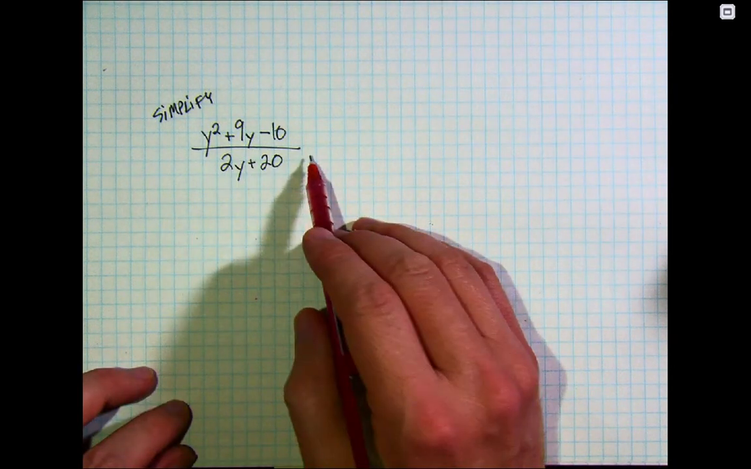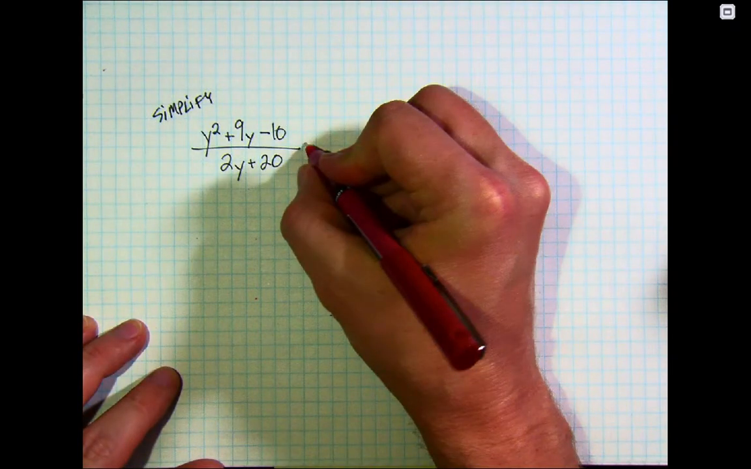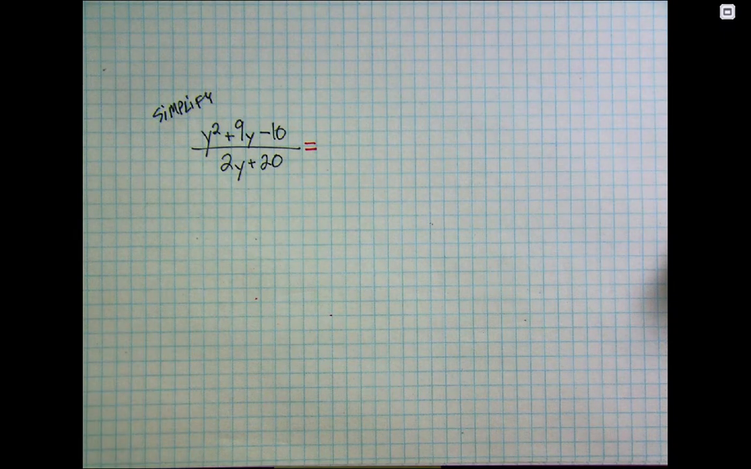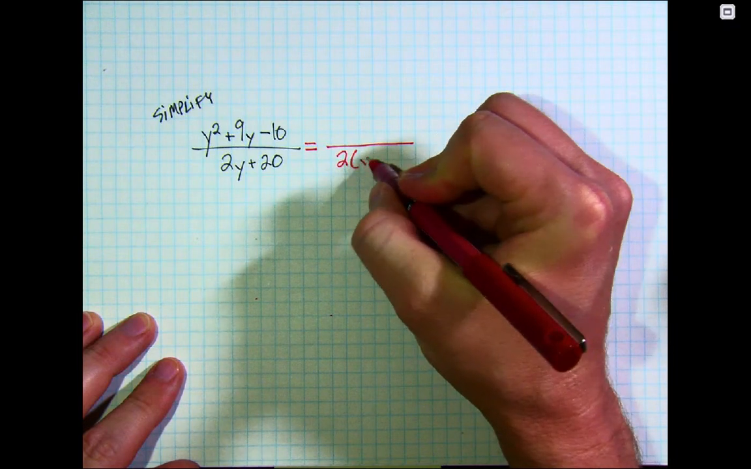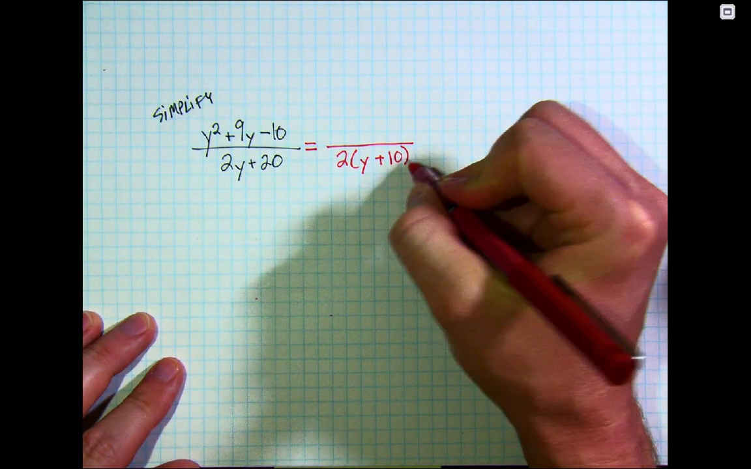So in order to simplify this, what I need to do is factor, factor, factor. I'll start with the bottom. The bottom, it's easy to factor out a 2.